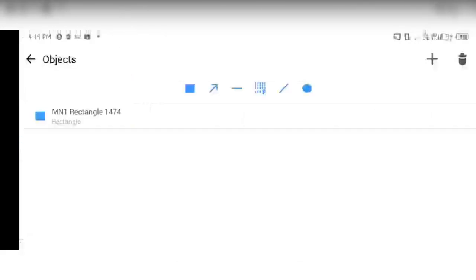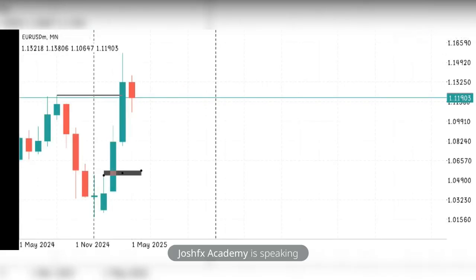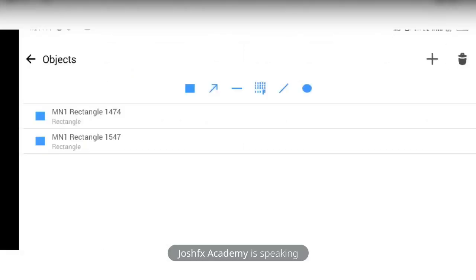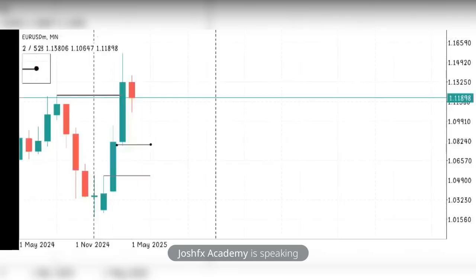When you mark this, and you mark this, and you mark this, you find out that there was a space in between.